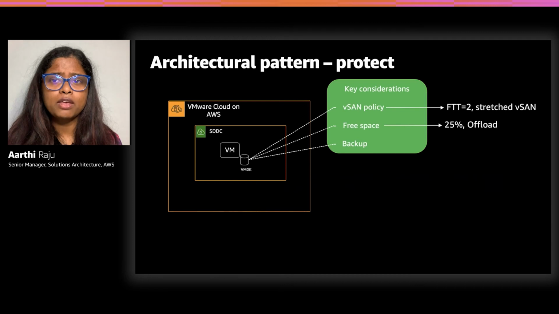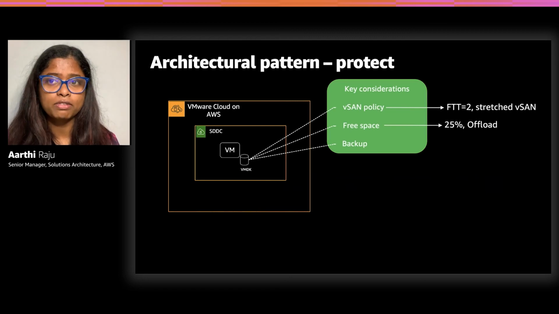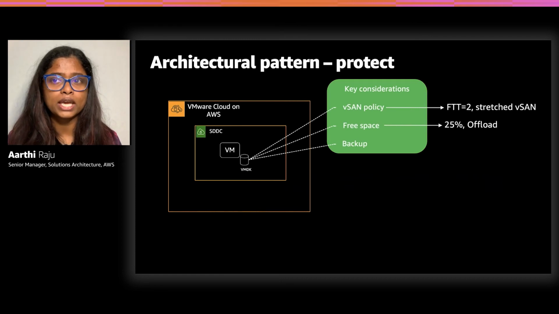Now, free space: the recommendation is to keep 25% free space for your SDDC cluster. We've designed the service such that when your free space is down to 20%, Elastic DRS, the Distributed Resource Scheduler, will kick in and bring up additional capacity.